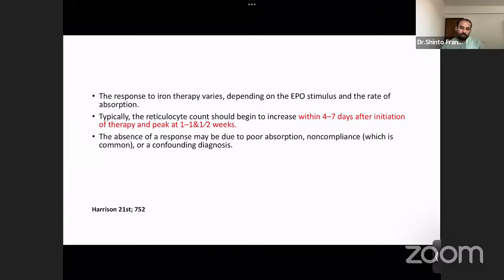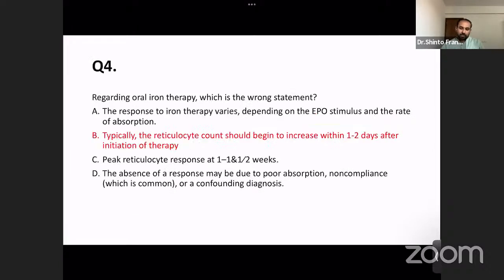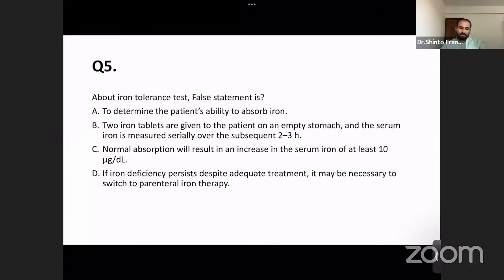Okay. So the reticulocyte count begins to increase within 7 days after initiation of therapy and peaks at 1 to 1.5 weeks. And absence of a response may be due to non-compliance, etc. So here it is not 1 to 2 days, it is 4 to 7 days. Okay, so this is the wrong statement.